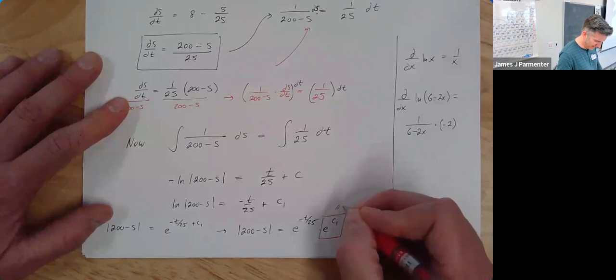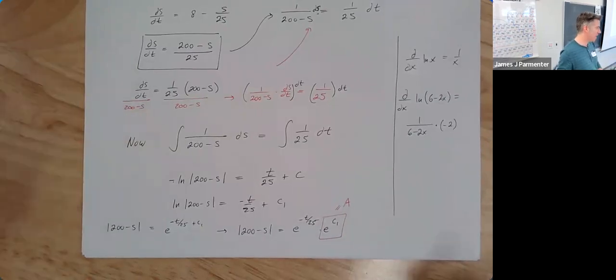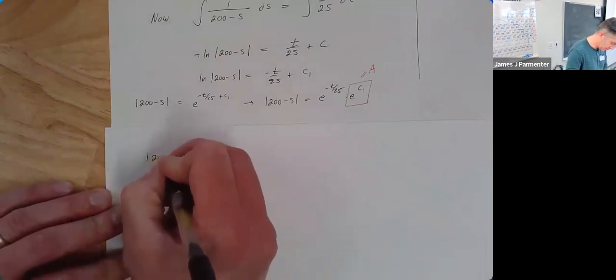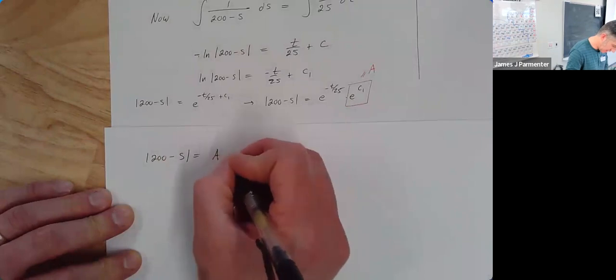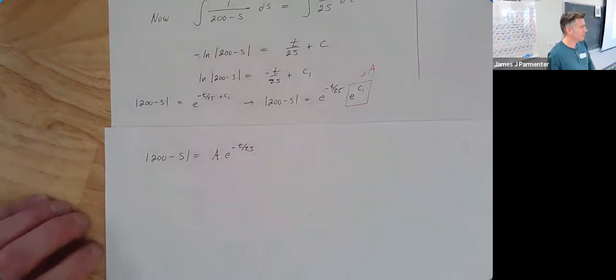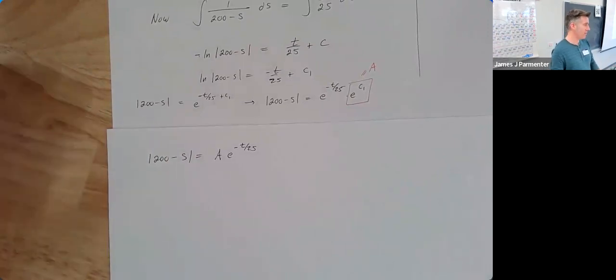People usually like to call it a. You can call it whatever you like, though. People call it C naught, people call it A, people call it whatever. So what we've really got here is, our next step is the absolute value of 200 minus s is equal to a e to the negative t over 25. Usually we would have dropped the absolute value way before.